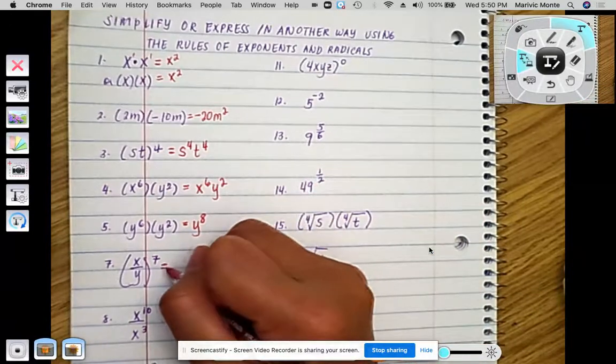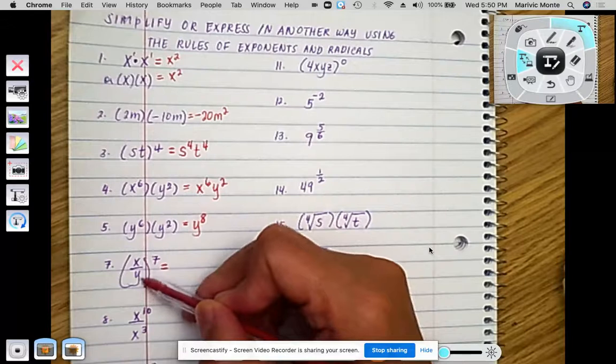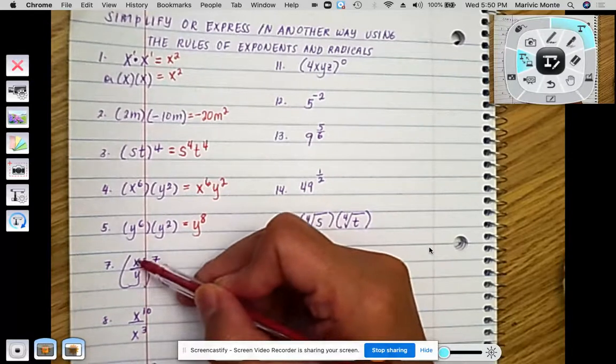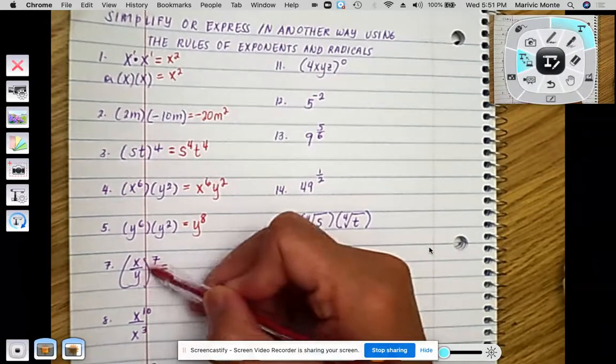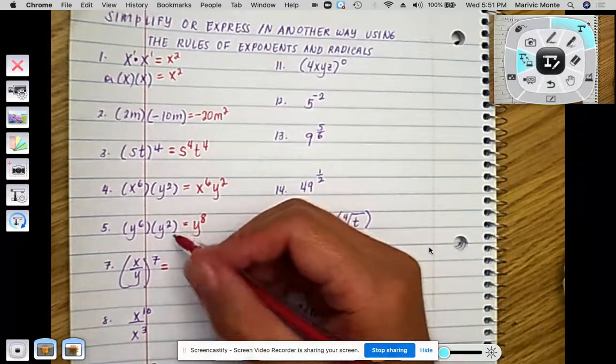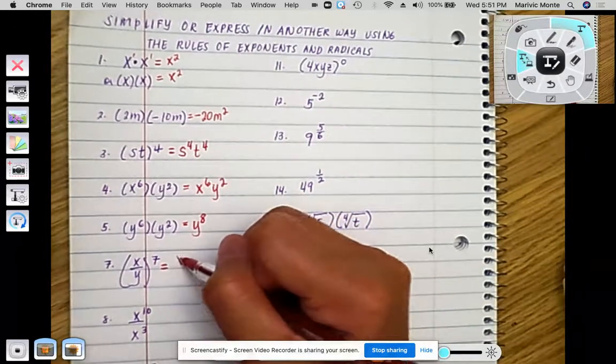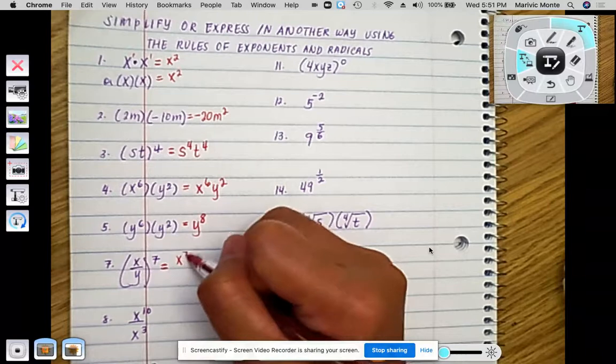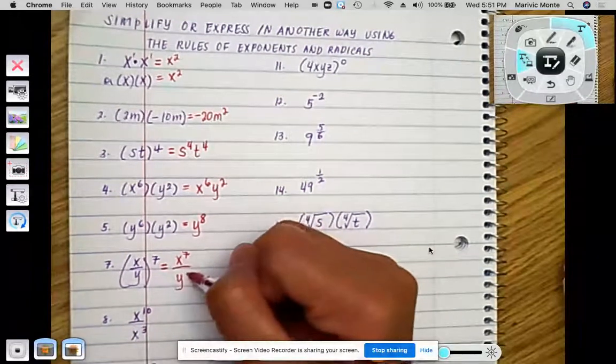And here, this is a division between x and y. So x divided by y, raised to the 7th power. So you can express that as x to the 7th divided by y to the 7th.